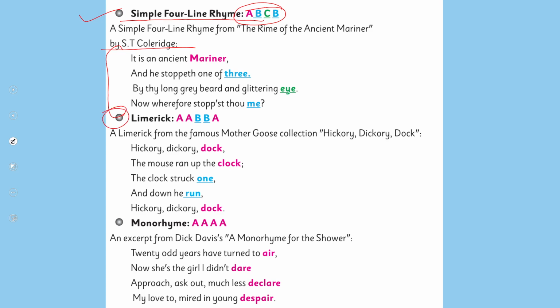And now let's talk about a limerick, which is a kind of funny, non-serious poem. This is written for kids. Now, a limerick from the famous Mother Goose collection, Hickory Dickory Dock. I hope that you have read it in your childhood, students. You can see that it follows A, B, B, A rhyme scheme. This is a monorhyme having one consistent rhyme scheme, and it does not have any alternate scheme. This is A: air, dare, declare, despair. This is the rhyme scheme of such kind of poems.